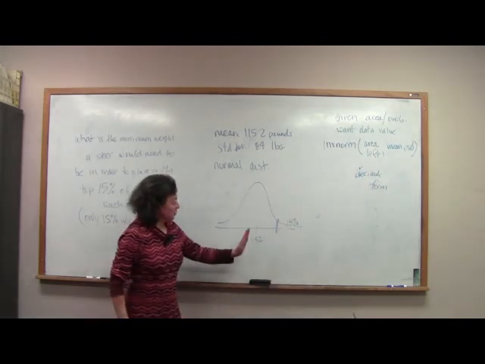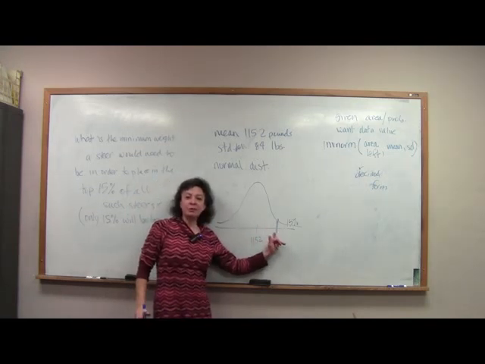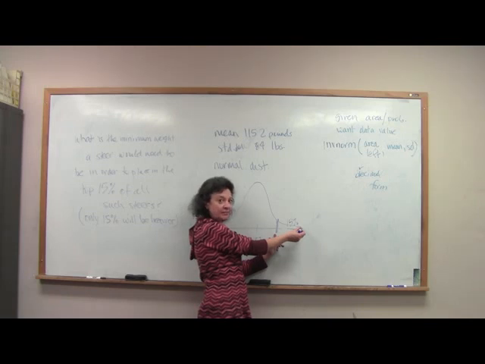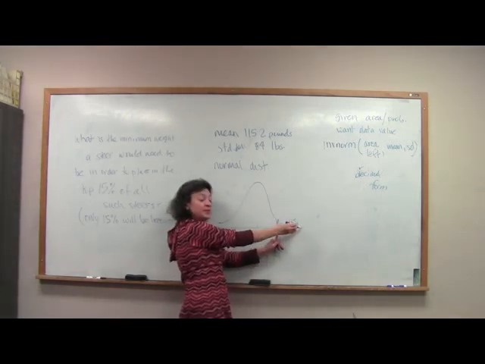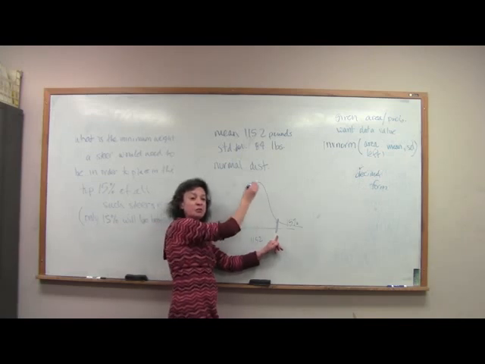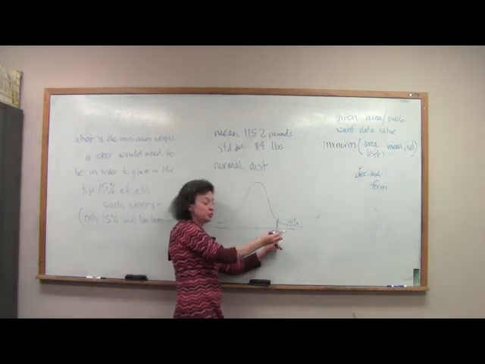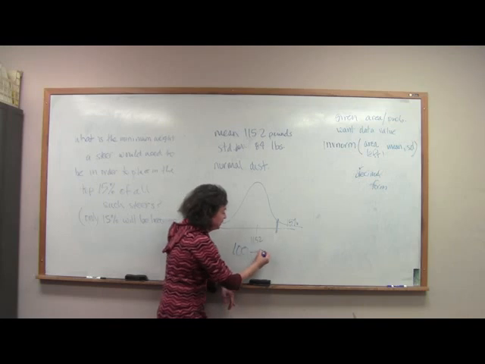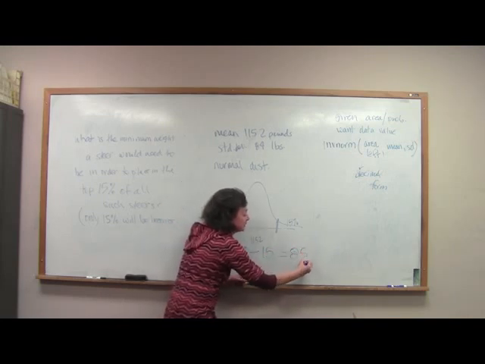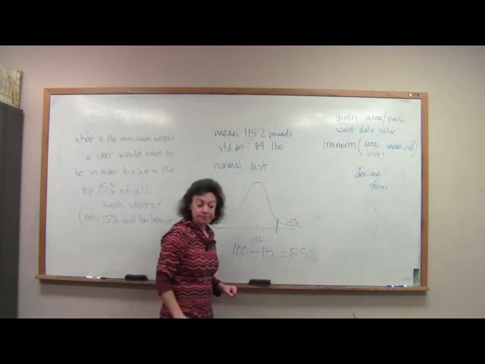So, let's talk about this. We want this weight right here. And what we're given is that 15% are heavier. That's the area to the right. If we want the area to the left, you have to remember that everything is 100%. So you subtract off the area to the right to get the area to the left.